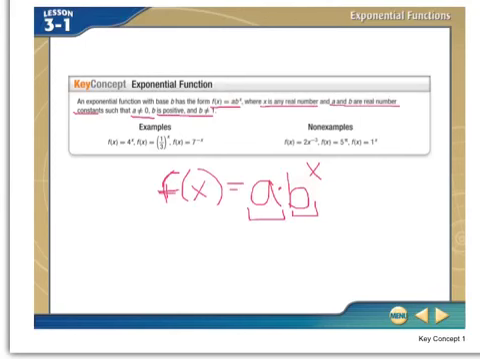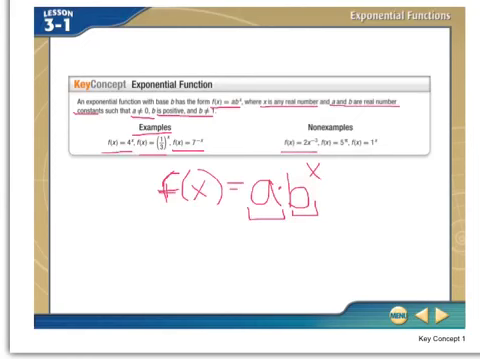And so some examples here are f of x equals 4 to the x power, f of x equals 1/3 to the x power, f of x equals 7 raised to the negative x power, or the opposite of x. Some non-examples: f of x equals 2x to the negative 3. That is considered a power function, not an exponential function.